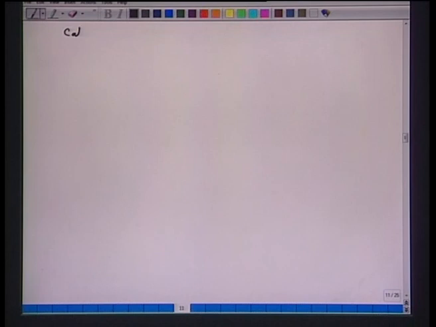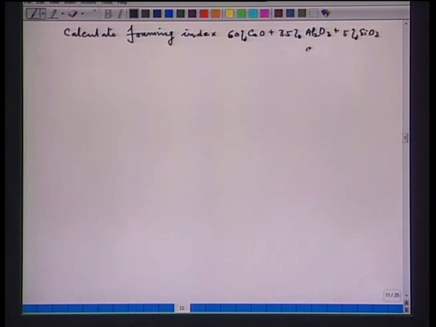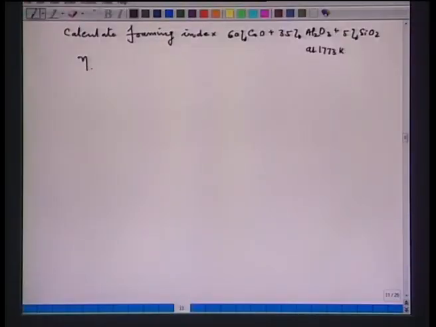Now, this I can illustrate by a simple problem. Let us calculate the foaming index of slag which is 60% calcium oxide plus 35% Al2O3 plus 5% SiO2 at 1773 Kelvin. Now, this temperature in this calculation is not important, because I am giving you the properties. So, this is in the absence of solid particle.